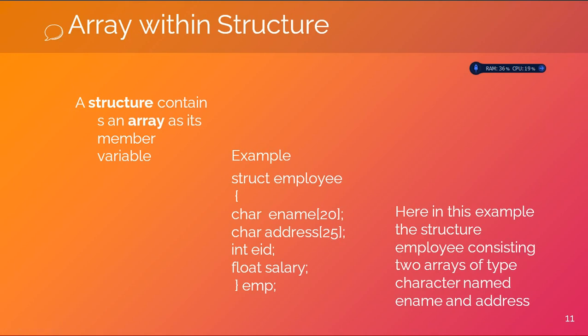So what do we mean by array within structure? An array within structure is nothing but a structure that contains an array as its member. For example, here I am creating one structure named employee which consists of 4 data members. Here employee name is of type array which can hold 20 characters. And here address is also an array of type character which can hold 25 characters. And it also has another 2 data members, that is employee ID, which is of type integer, and salary, which is of type floating point.